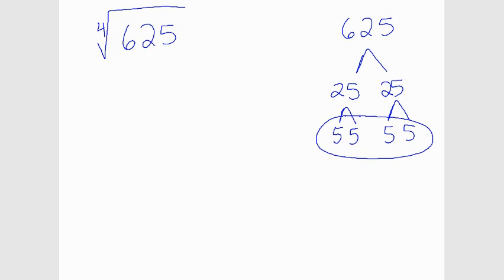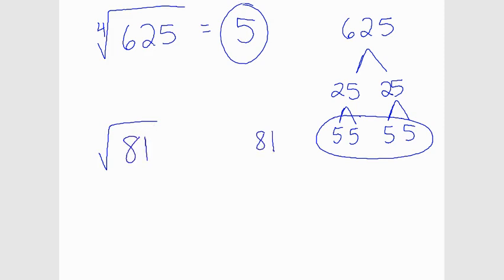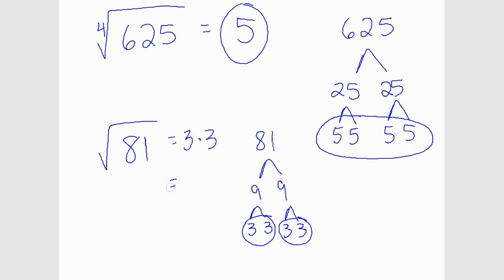Now, also, I don't have any numbers remaining. I don't have any prime factors remaining, so my final answer is just 5. So 625 actually happens to be a perfect 4th power. And this can happen when you do it. Say you didn't know what the square root of 81 is. And you just go, okay, let's make the factor tree. That's 9 and 9, and then 3 and 3, and 3 and 3. Well, we're looking for pairs, so I get a pair of 3s and a pair of 3s, but nothing left over for my prime factors, so 3 times 3 is 9.